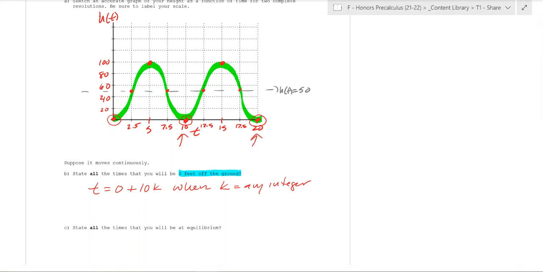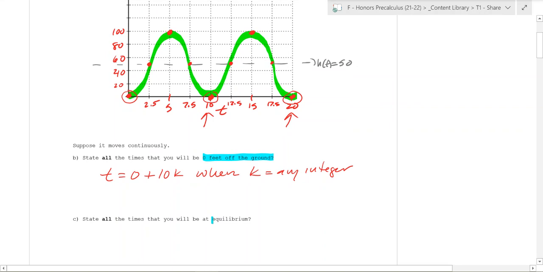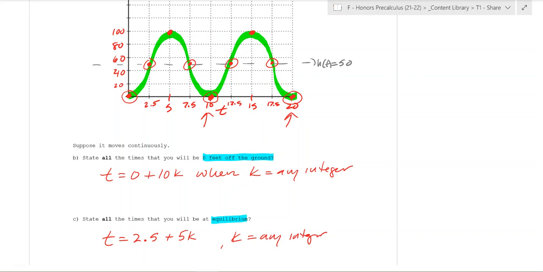This next question asks, state all the times you'll be at equilibrium. That's the midline. Well, that's 2.5, 7.5, 12.5, and 17.5. It's very similar. You start at 2.5, but you're adding every 5k, where k is any integer, because it's every 5 minutes, not every 10. You reach equilibrium both when you're going up and coming down.